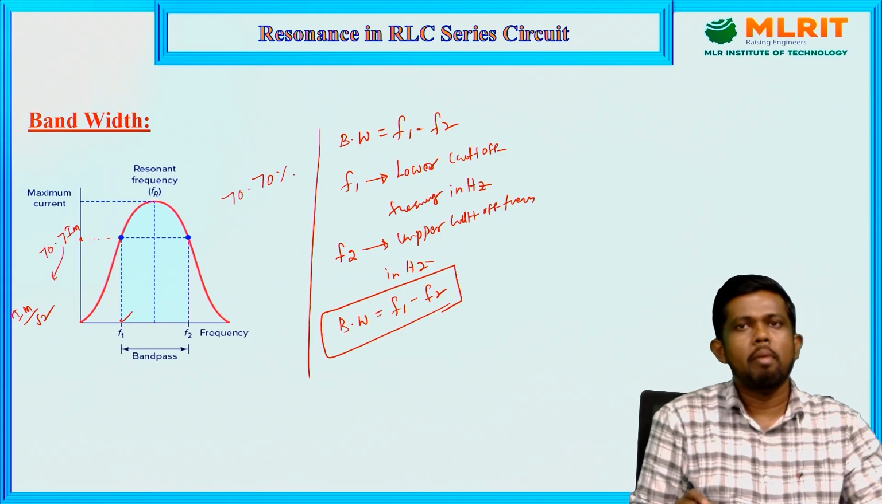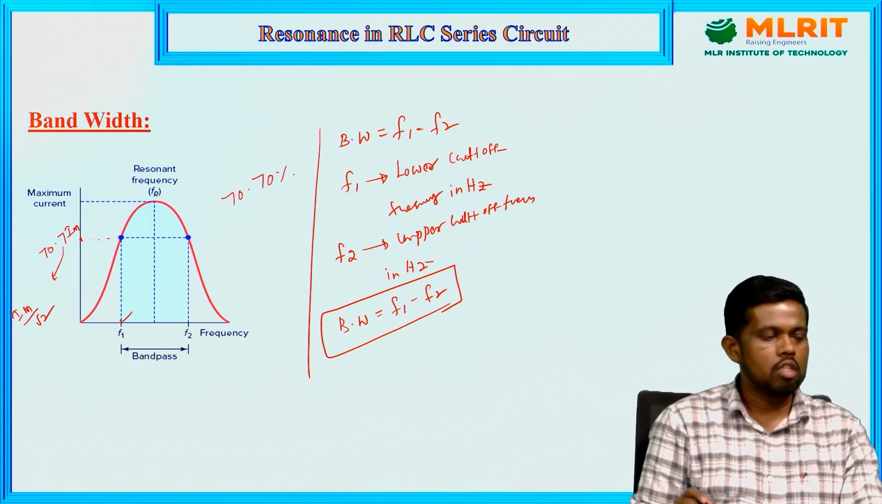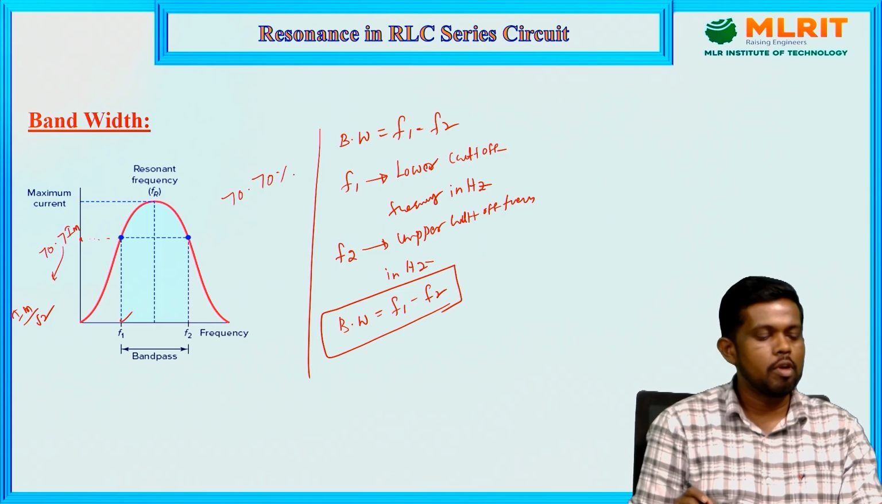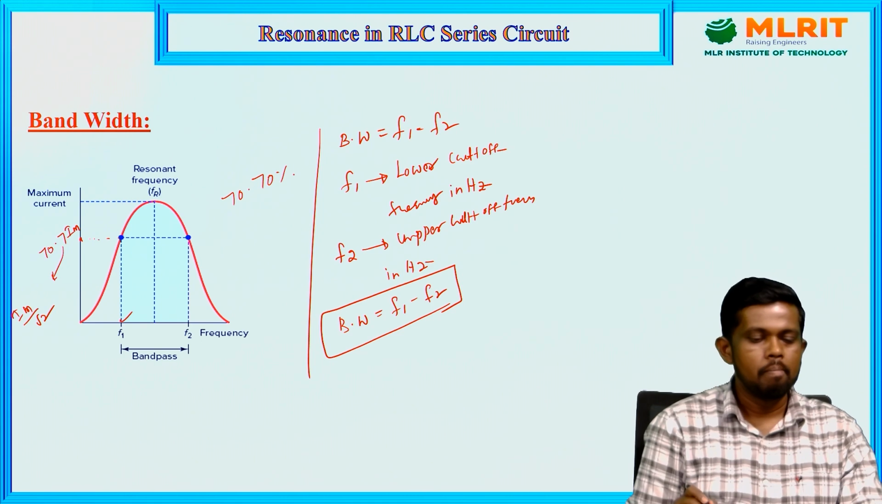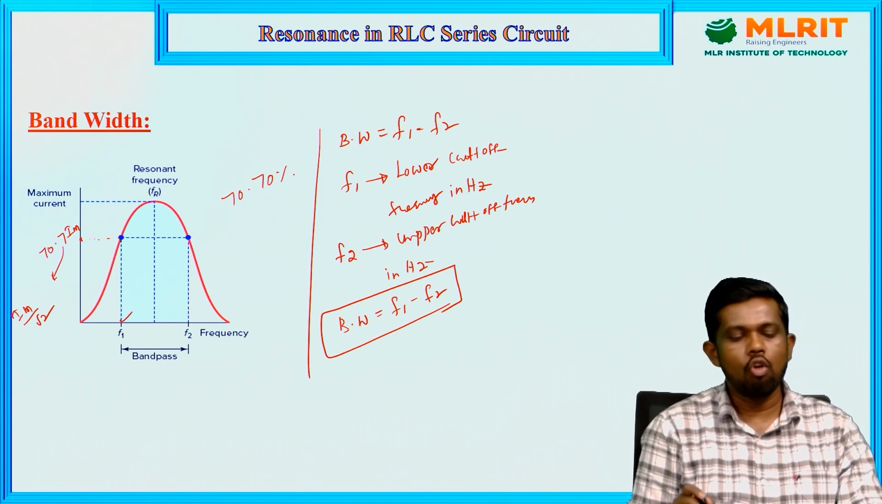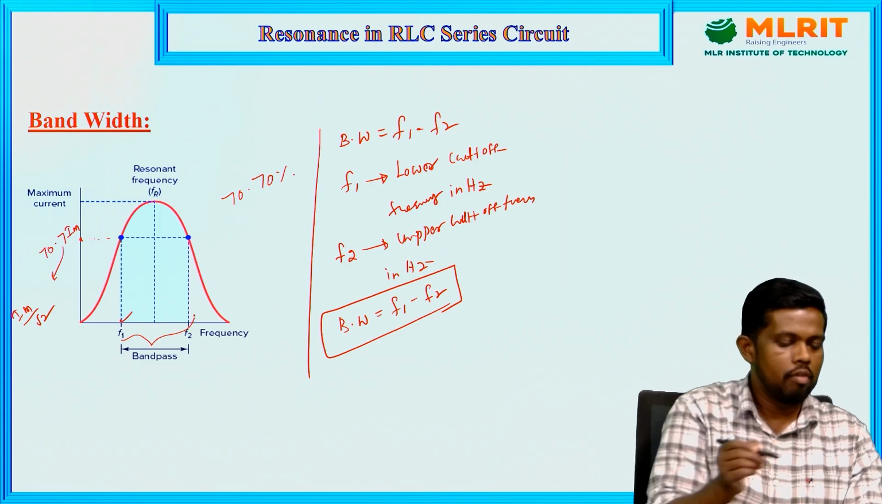So what does bandwidth under resonance condition mean? It is the range of frequency over which the circuit current is equal to or greater than 70.7% of its maximum value. The difference between the upper and lower cutoff frequencies we consider as the bandwidth. This is the bandwidth.